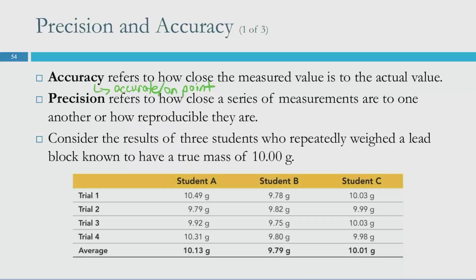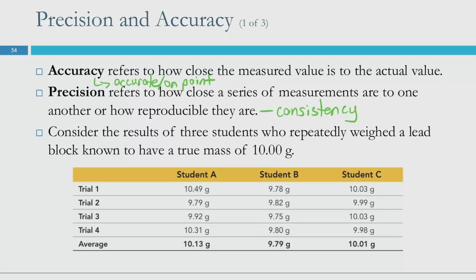It hit the target. Precision, on the other hand, refers to how close a series of measurements are to one another, or how reproducible they are. So precision is more like consistency. Sometimes you can be accurate but not precise. You can also be precise but not accurate. It's also possible to be both. And the fourth option is to be neither accurate nor precise. Ideally, we are both accurate and precise, especially in our measurements.